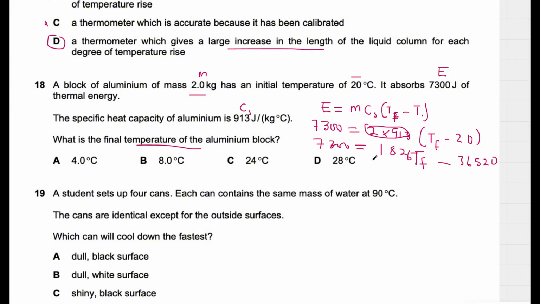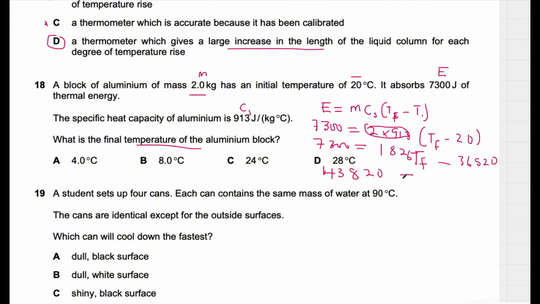7,300 plus 36,520, we get 40 something thousand. 7,300 plus 36,520, we get 43,820.